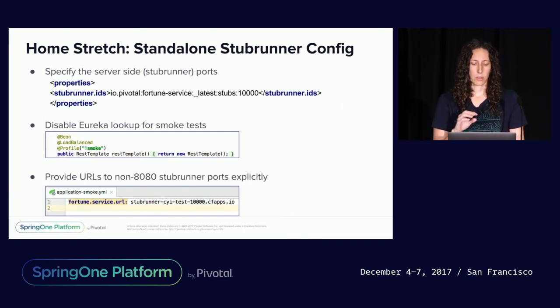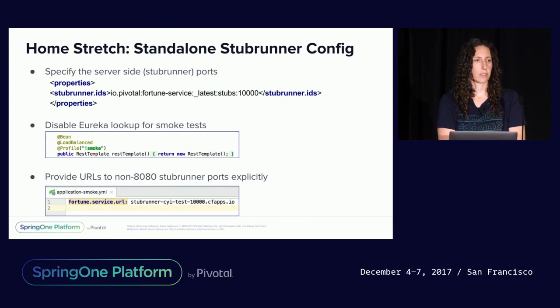So we're going to add a non-load balanced template just for the smoke environment. And we're going to use an environment tagged application YAML file to provide the address to the Stubrunner. So we're forcing the client call to go to Stubrunner port 10,000. What is cool is that in the background, Spring Cloud Pipelines has actually started the Stubrunner listening on multiple ports, which is not something that you normally do out of the box with Cloud Foundry.